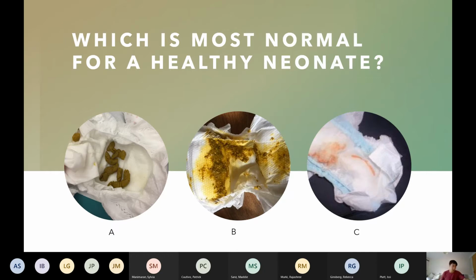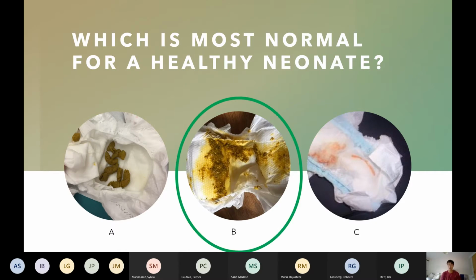Okay, so we've got one taker on B. Anyone else want to agree or disagree or just throw your options in? Another B? Okay, very good. Lots of you going down this way of going for B, but are you right? We will see. You are indeed all correct.